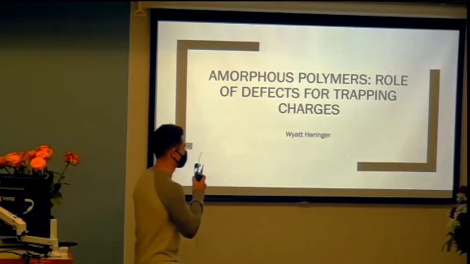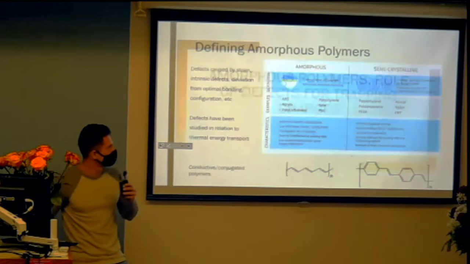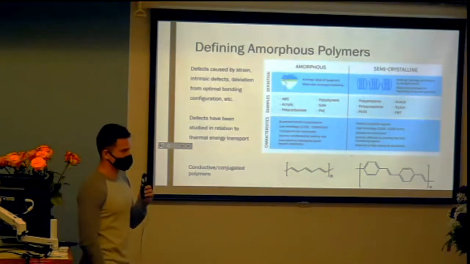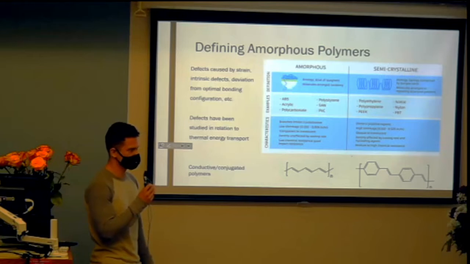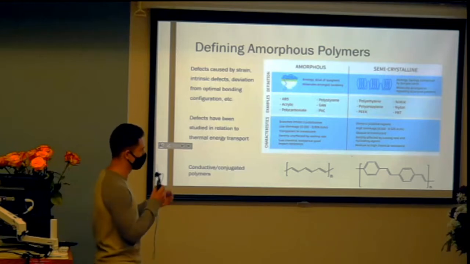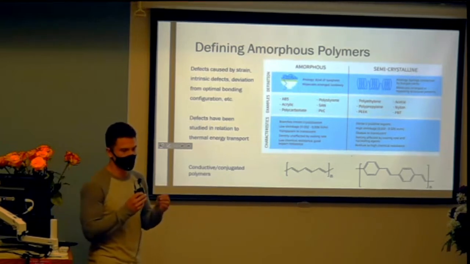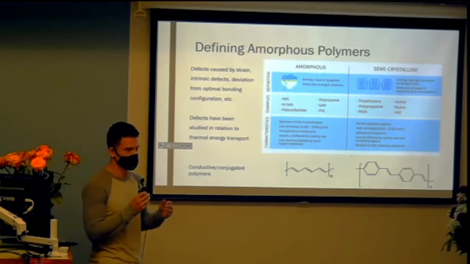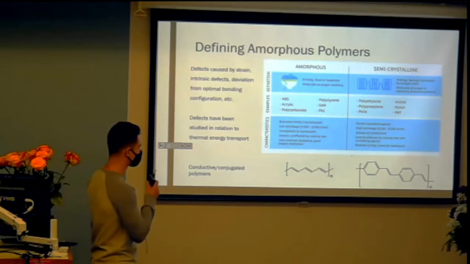So I'm going to be talking about amorphous polymers or conjugated polymers and the role of defects for trapping charges. Amorphous polymers are defined as polymers that have no crystal lattice structure under X-ray or electron scattering. But in my research, more specifically, we'll be looking at conjugated polymers, which are polymers that have alternating single and double bonds that allow for electron transport through them. So they act as semiconductors or like metals that allow for electron flow.